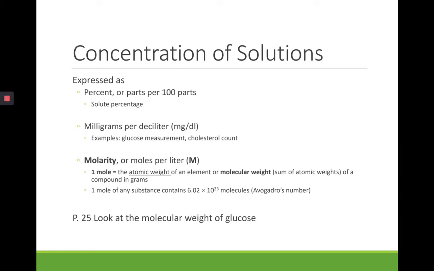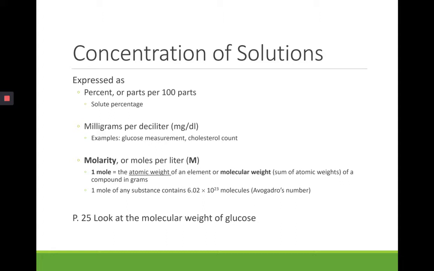Last time we left off, we were looking at concentration of solutions. We're not going to do any math, we just want to be familiar with different units for concentration. Like for example, percent or parts per 100 parts, which is a solute percentage. Or milligrams per deciliter, which is good for glucose measurement and cholesterol counts. Or molarity, which is quite common, which uses a capital M as its unit.